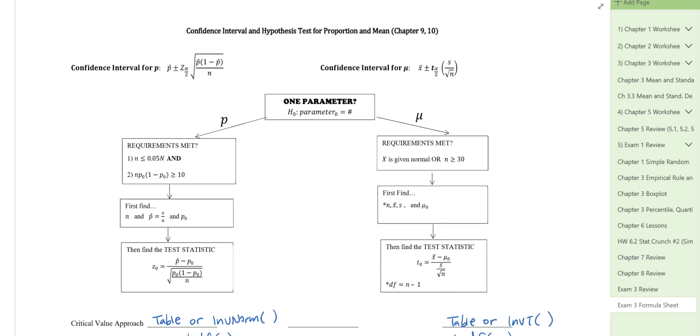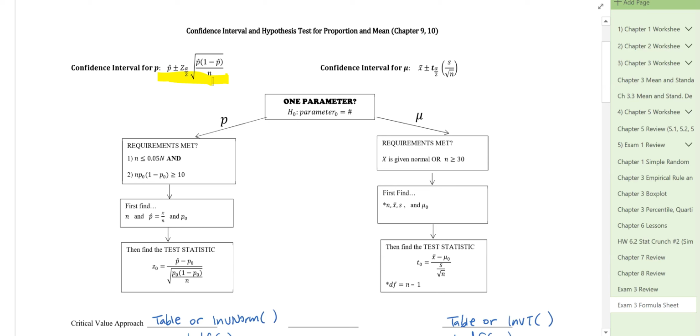Hello, in this lesson, I'm going to review chapters 9 and 10, in which we talk about constructing confidence intervals and hypothesis tests. So first, let's review the confidence interval. This is the formula for constructing a confidence interval. Note, let's look at the formula.